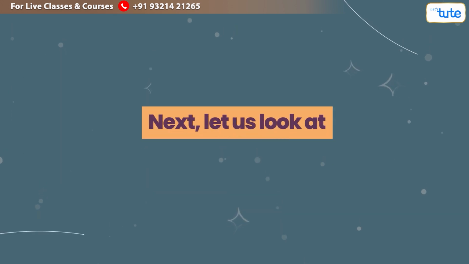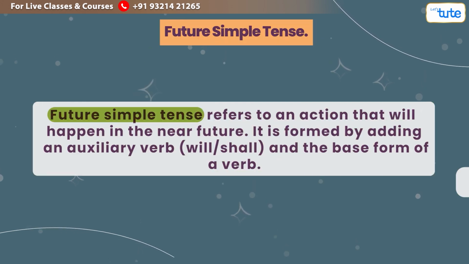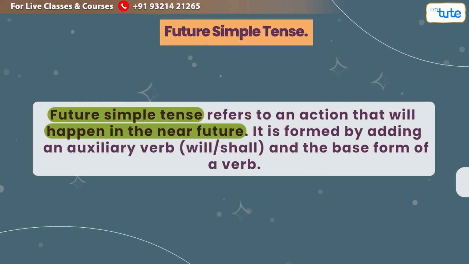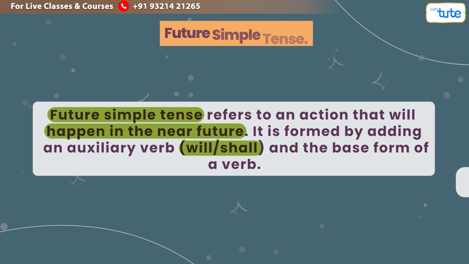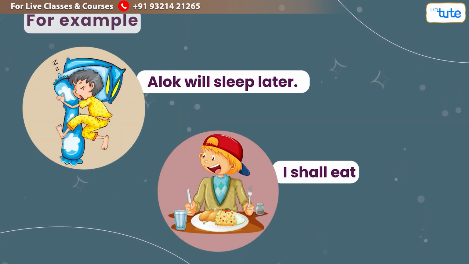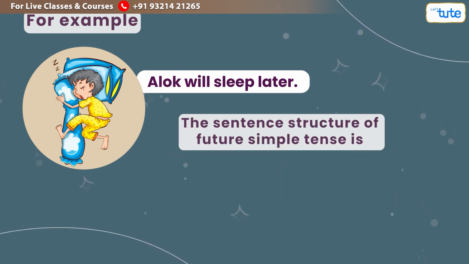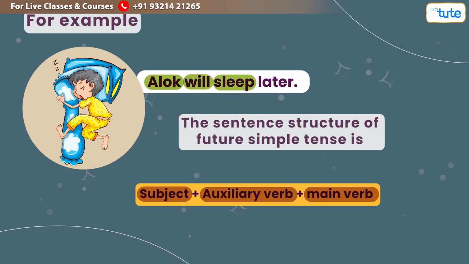Next, let us look at future simple tense. Future simple tense refers to an action that will happen in the near future. It is formed by adding an auxiliary verb, will or shall, and the base form of a verb. Example, Alok will sleep later. I shall eat lunch. The sentence structure of future simple tense is Alok will sleep later. Subject, auxiliary verb plus main verb.